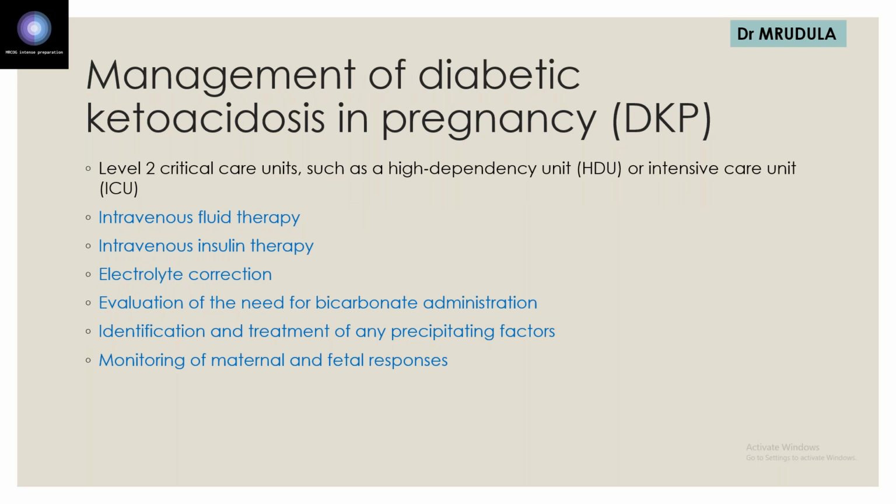Now, management of diabetic ketoacidosis in pregnancy. These are the basic principles to be followed while managing this diabetic ketoacidosis. Usually DKA is treated in level 2 critical care units like HDU or intensive care units. The basis of management is IV fluid therapy, IV insulin, electrolyte correction, evaluation for the need of bicarbonate administration, identification and treatment of any precipitating factors like infection or tocolysis if you are giving any steroids, and monitoring of maternal and fetal responses.